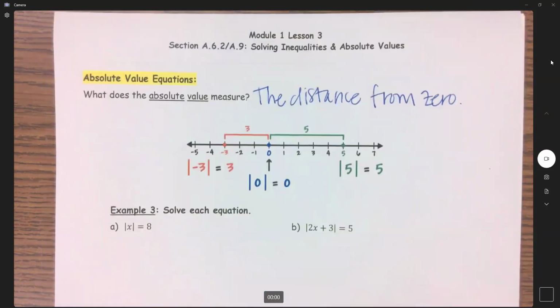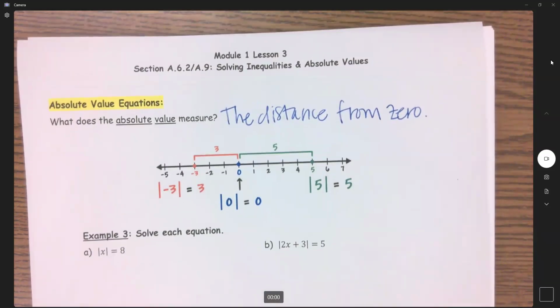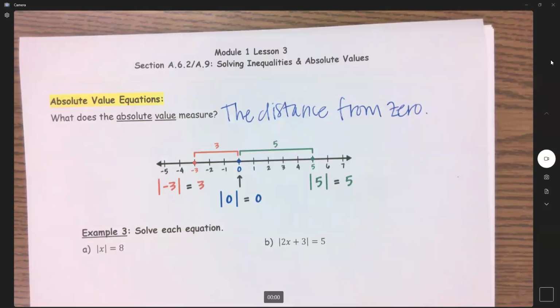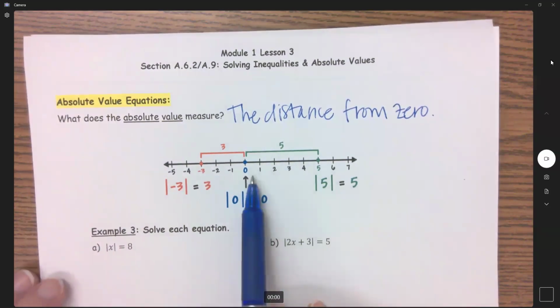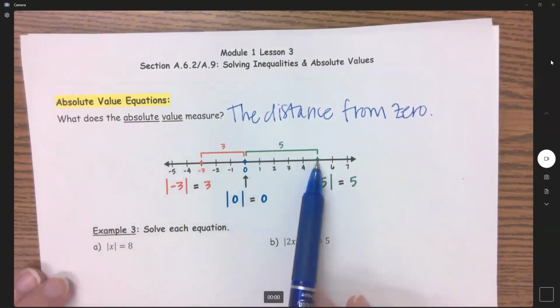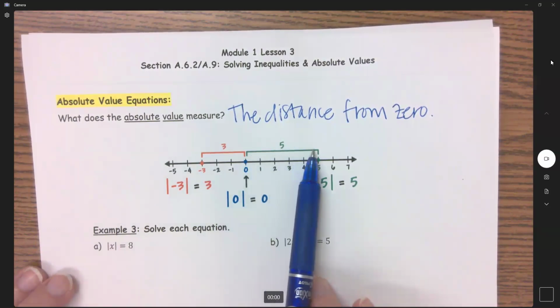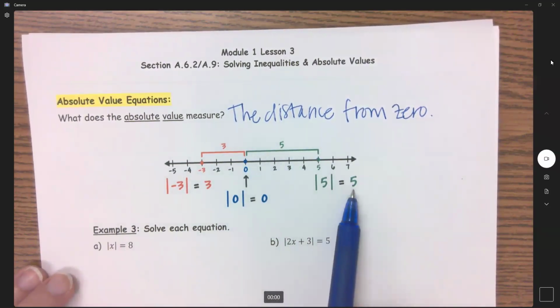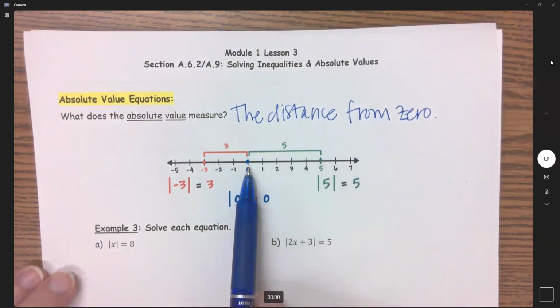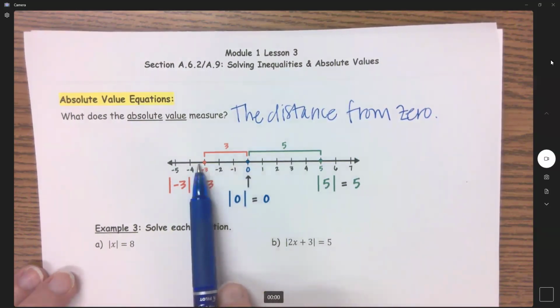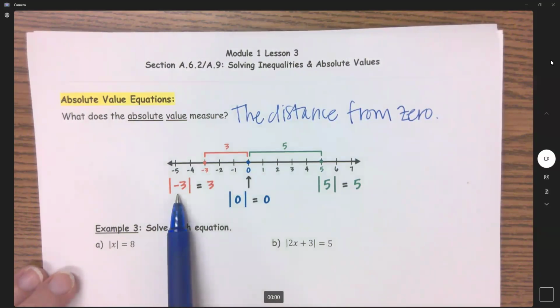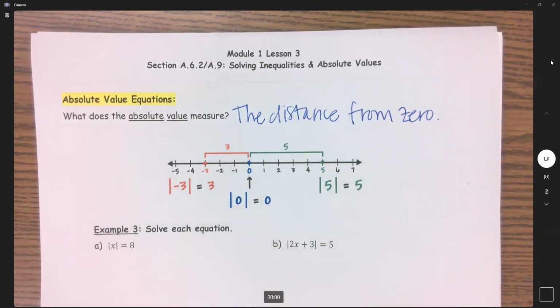It doesn't matter if you take your car 10 miles to the store going forward or 10 miles in reverse, your odometer is still going to go up 10 miles, right? So it doesn't matter if you go from 0 to 5, that distance is still 5 units away. So the absolute value of 5 is 5. Or if you're at -3, that distance is still 1, 2, 3 units away. So the absolute value of -3 is positive.